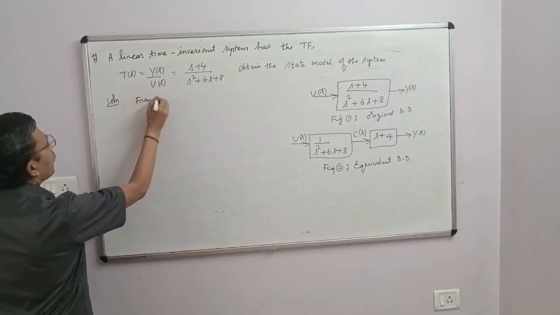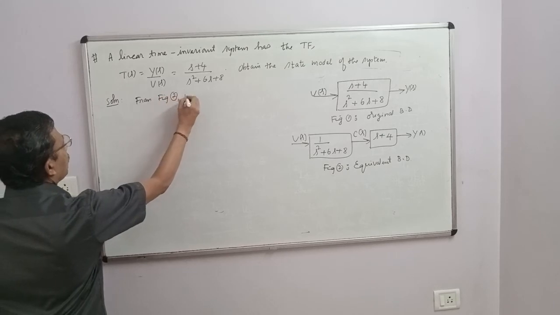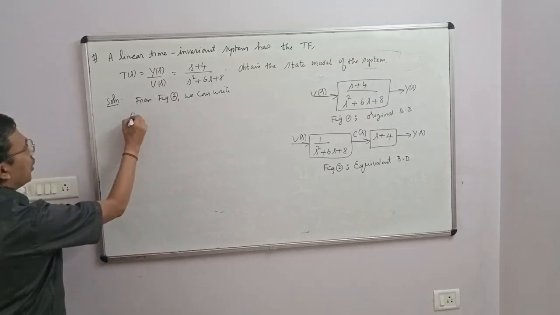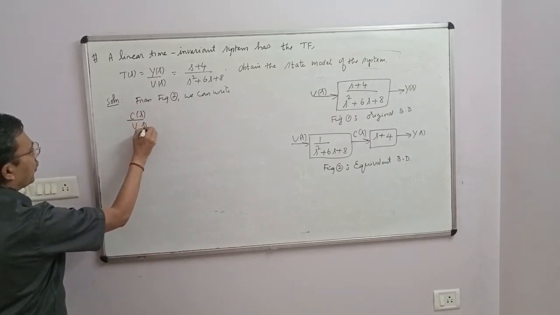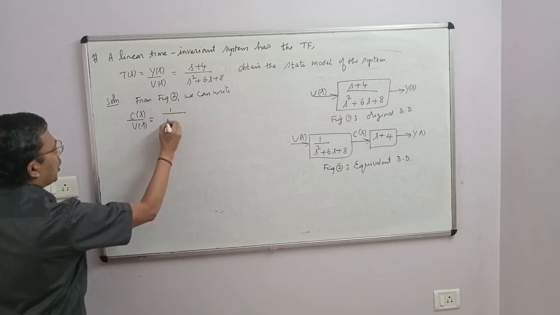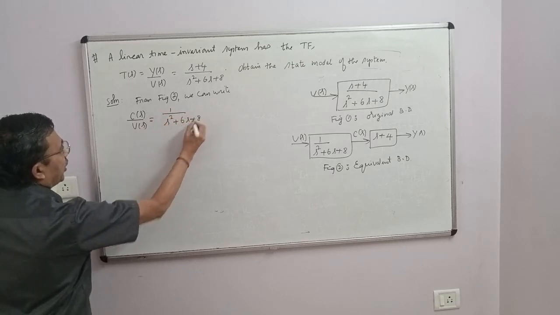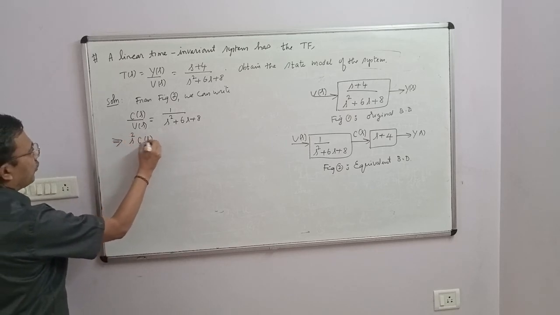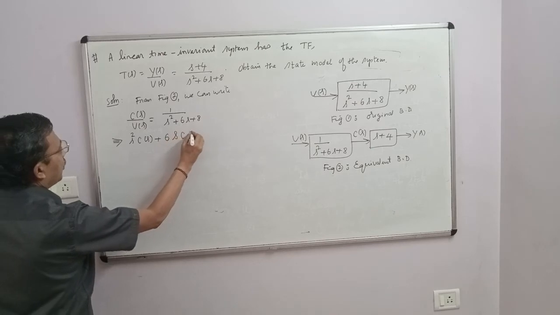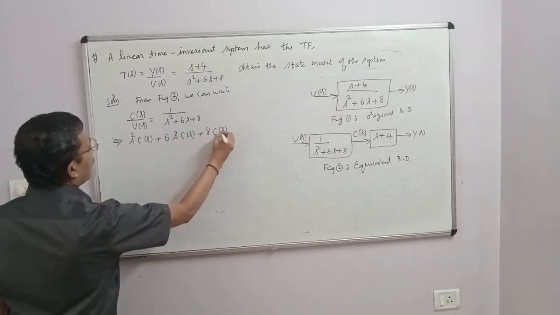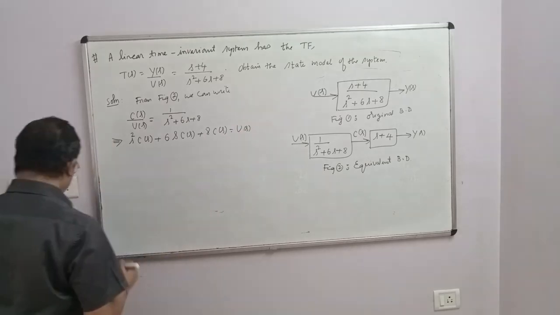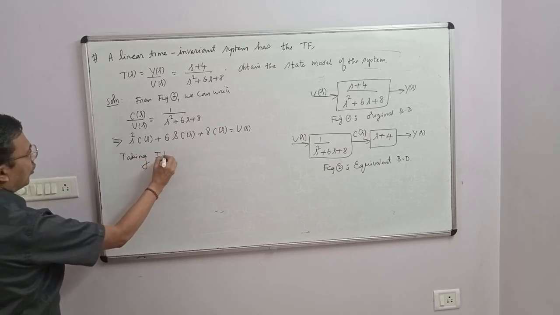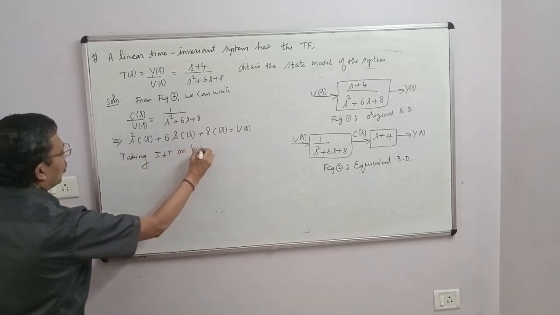From figure 2 we can write C of s divided by u of s is equal to 1 over s square plus 6s plus 8. Cross multiply. If you cross multiply, you get s square into C of s plus 6s into C of s plus 8c of s is equal to u of s. Taking inverse Laplace transform on both sides.